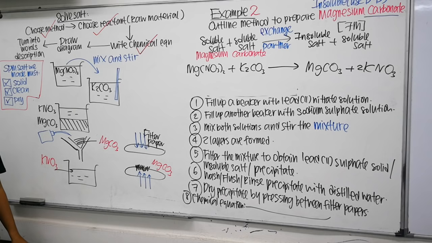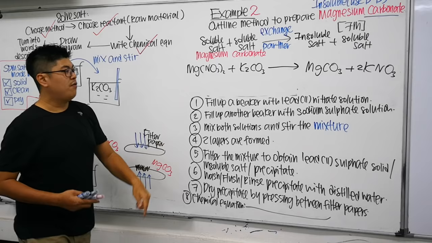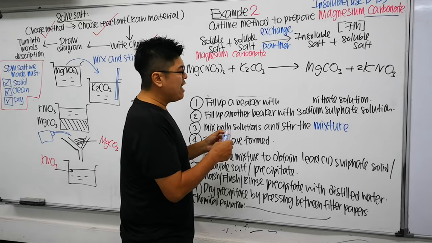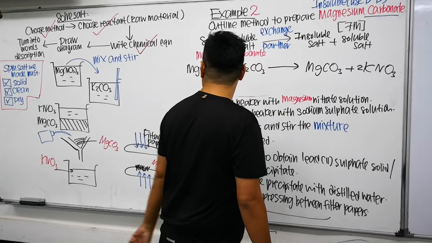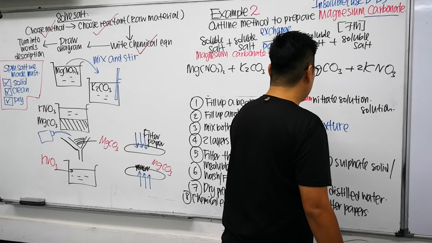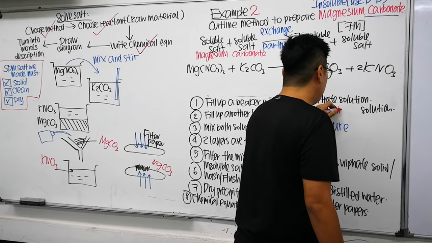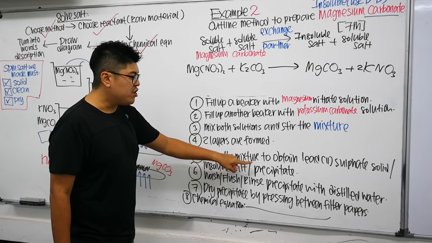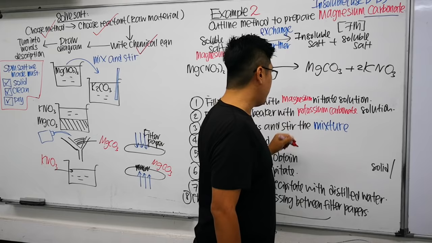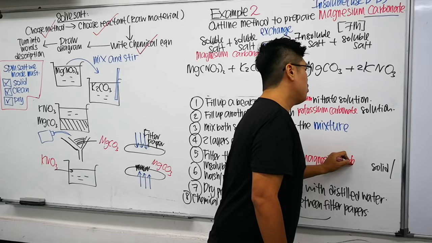Is it okay? So here, you can use back the same template just now, just change two words only. The first word you have to change is this. Your solution, instead of being the lead nitrate, now becomes magnesium nitrate. The second one is that here you use potassium carbonate. Change this one, become potassium carbonate. Okay. The rest all can be the same. Only here different. Filter the mixture to get the lead 2 sulfate. In this case, the solid is not lead 2 sulfate. In this case, the solid is magnesium carbonate. Okay. So you write like this and you earn your full mark. Is it okay?